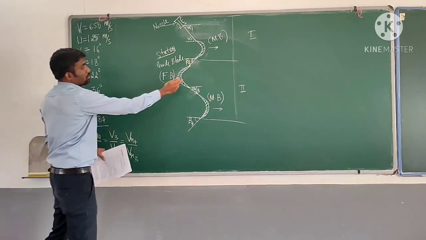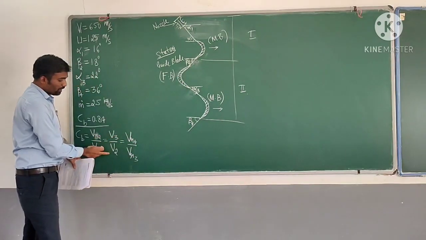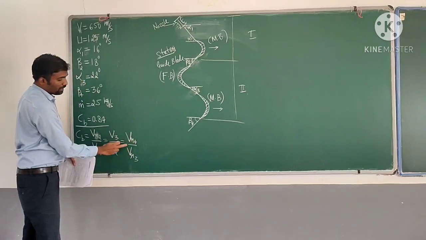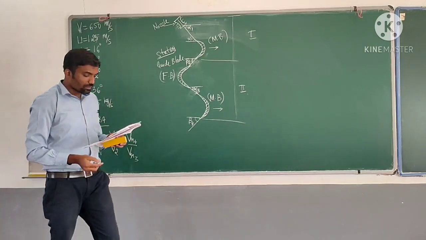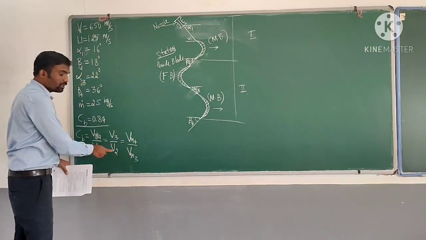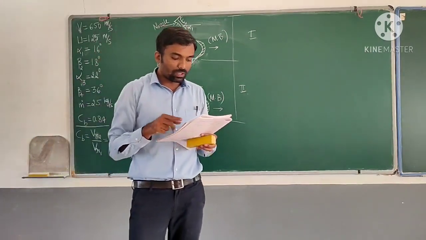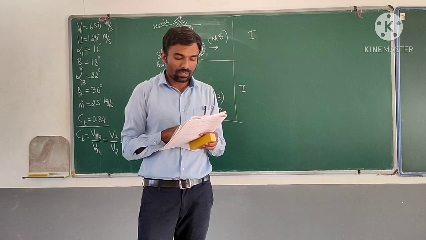Then for this fixed blade, it will be V3 by V2. Then for the moving blade in the second stage, it will be VR4 by VR3. So these things we will use while solving the problem. Okay. So we have to find out axial thrust on the blades.